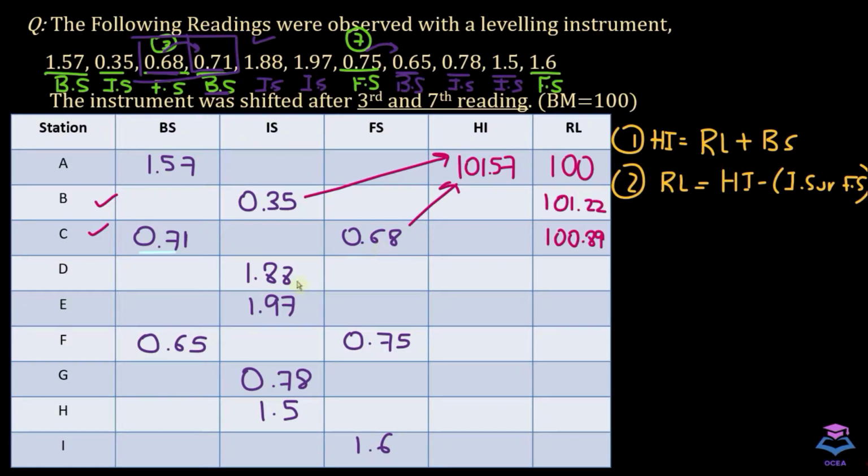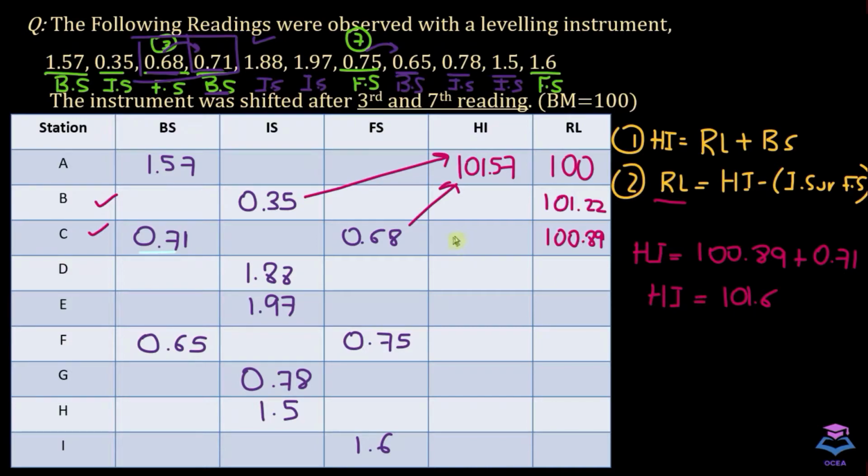Since the instrument changes its position after taking this reading, the height of instrument again needs to be calculated using the same formula. The height of instrument is equal to reduced level plus BS. So reduced level at C point is 100.89 plus BS, which is equal to 0.71. And HI is coming out to be equal to 101.6.